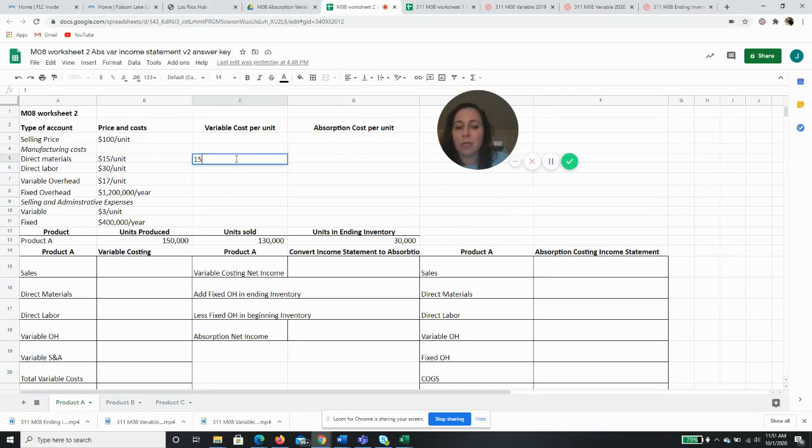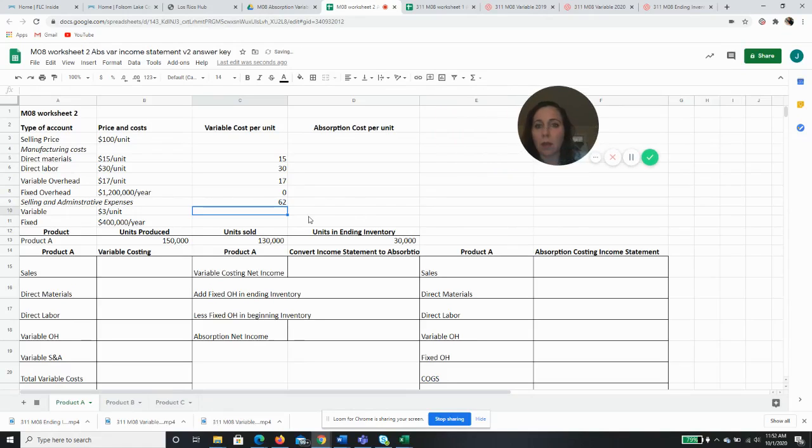So 15 for direct materials, 30 for direct labor, 17 for variable overhead, and 0 for fixed overhead, because we do not include fixed overhead in product costs for variable. Okay, let's get that out of the way.